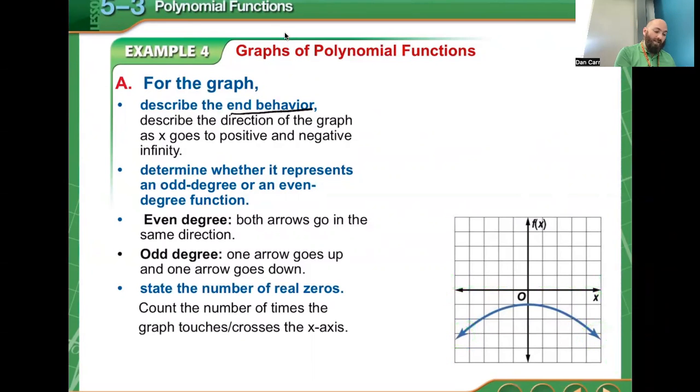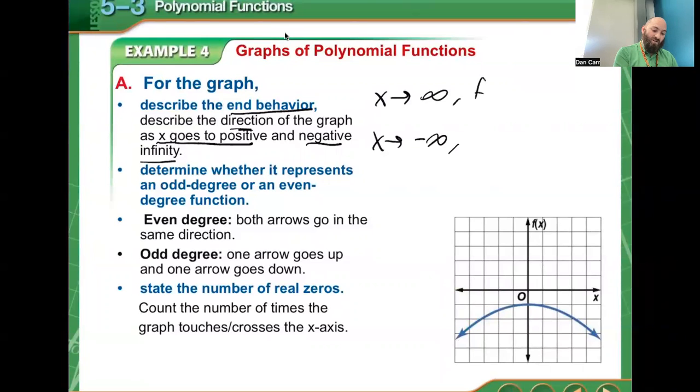Here's how we like to describe this. As x goes to a positive and negative infinity, it looks like this. X goes to infinity, x goes to negative infinity. Okay, the direction of the graph. So when we talk about end behavior, it's always going to be these two things to start, because we want to say what's happening when it goes off all the way to the right forever and all the way to the left forever.